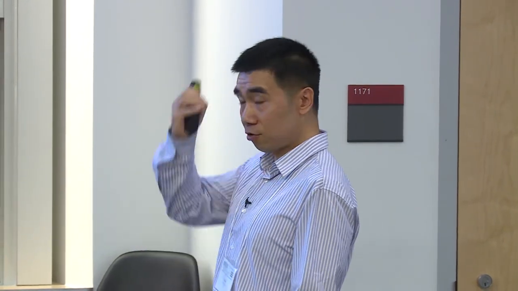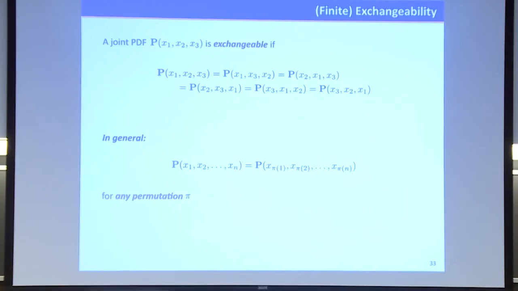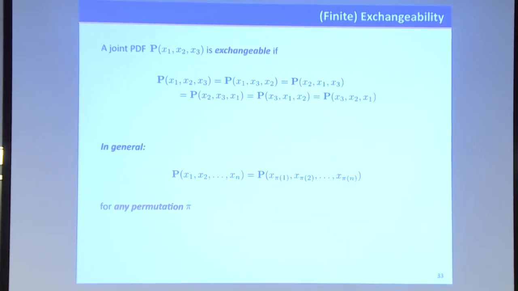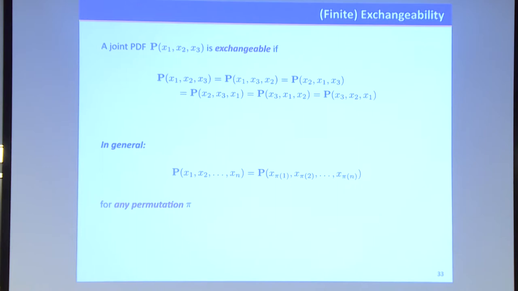So what is the definition of an exchangeable distribution? Suppose I have three random variables, and P is a joint distribution. We call this an exchangeable distribution if, no matter how you permute the three variables, the joint probabilities are the same. This is an exchangeable distribution. More generally, if you have n variables, then you have the definition of finite exchangeability. You apply any permutation pi, and the probability stays the same. That's the definition of exchangeability.